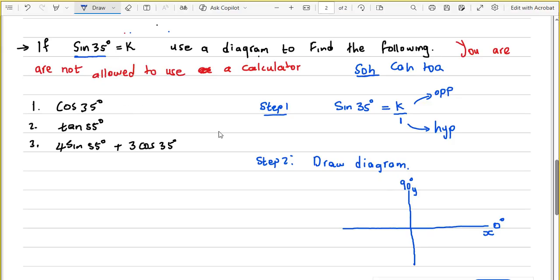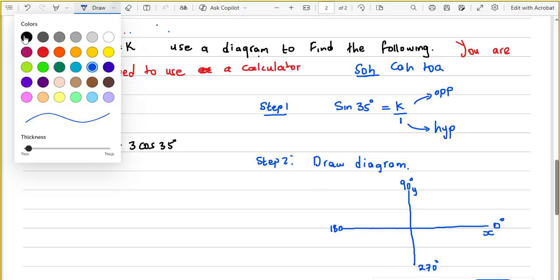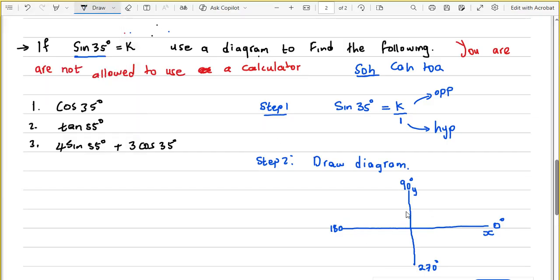Look at what I'm writing. Where is 35 degrees? The first one. So 35 lies between 0 and 90 degrees. So the diagram should be in the first quadrant. This will be my quadrant. Then I'm going to draw a triangle in that quadrant. This is 90. Then we said this is the opposite, which is the y. This is the hypotenuse, which is the r. So my y is just k and my r is just 1.